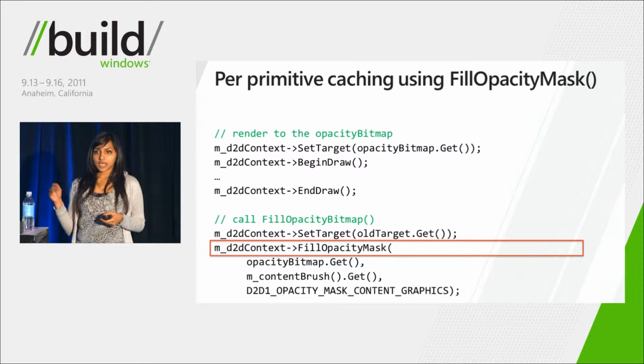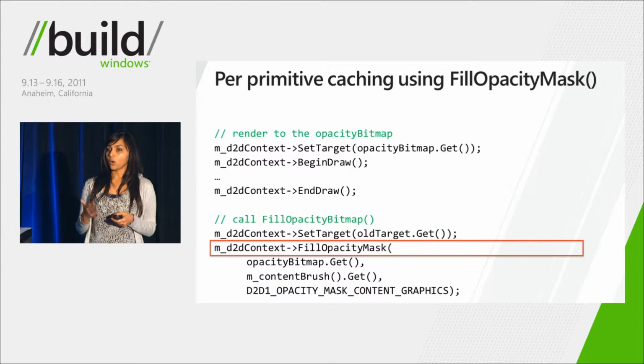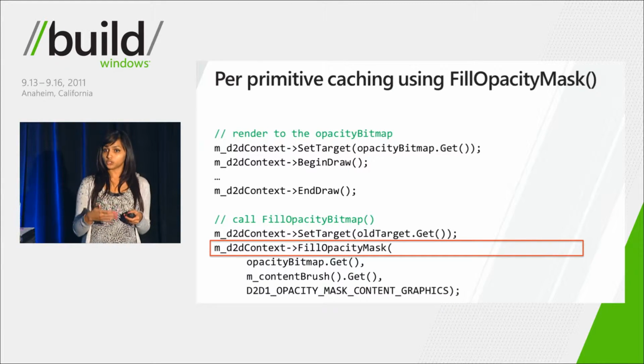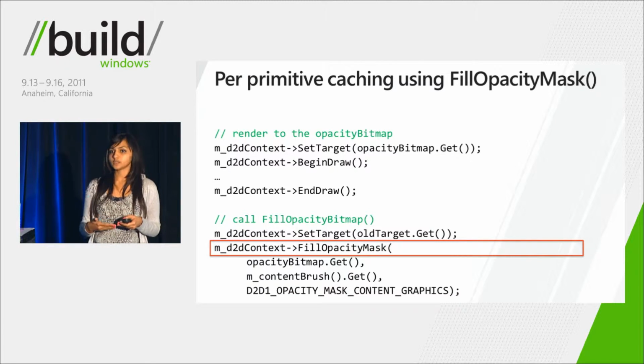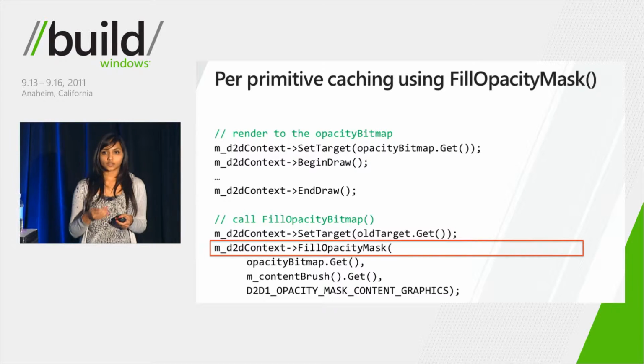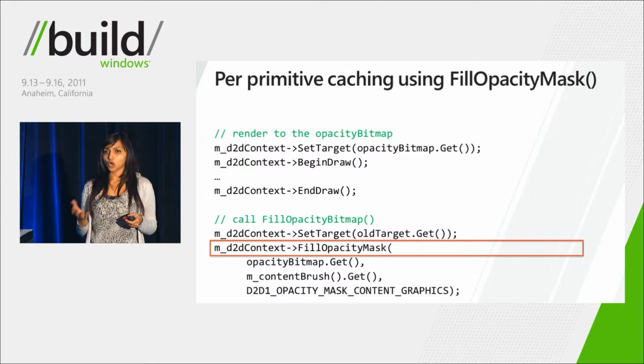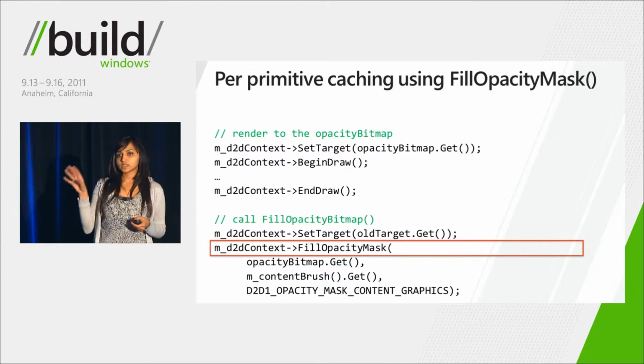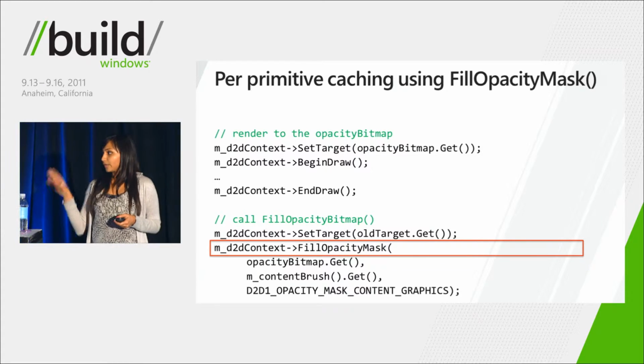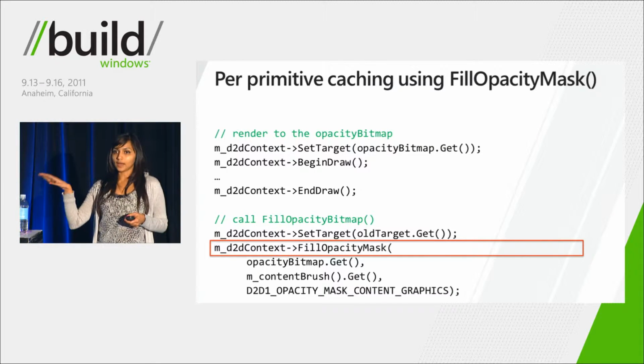This API will take the bitmap in which you did all your drawing, the brush with which you want to fill all that content, and the type of content you can also specify. Say, for instance, the demo that I showed with animating geometries, there's also an incarnation of that particular demo available in the samples where I use this per primitive caching technique. And there I specify the content type as graphics.